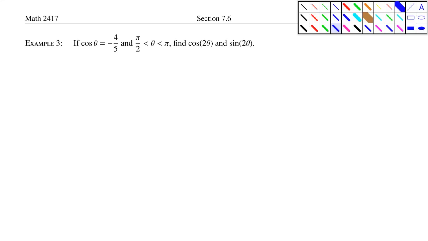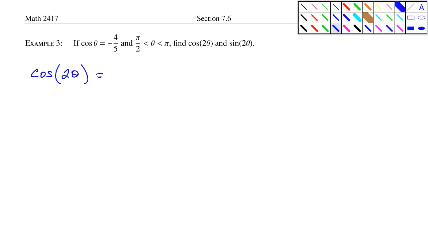Let's look at some examples. Example 3. If cosine theta is equal to negative 4/5 and theta is between pi over 2 and pi, find cosine of 2 theta and sine of 2 theta. Well, the first one we want to find is cosine of 2 theta.